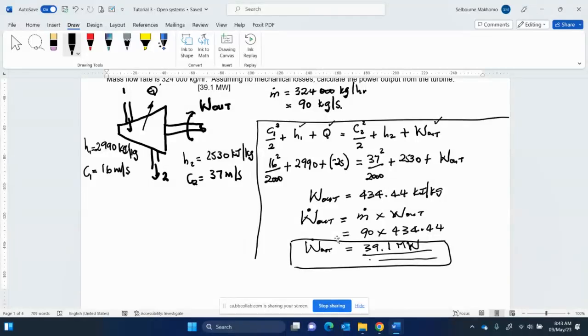You don't have to put the units. But when the question says calculate power, some people will use mega, others will use kilo. So the question will say calculate power or turbine power output in megawatts or in kilowatts. And normally when you put your answer, don't put the units, because sometimes the system doesn't recognize some of the units, and it will mark you down.